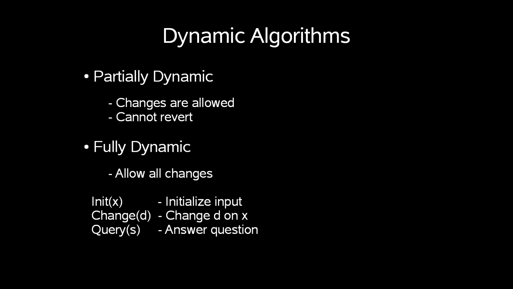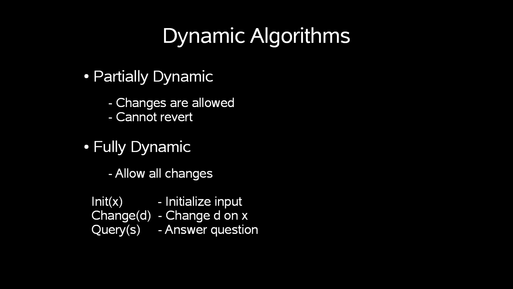There are 2 groups of dynamic algorithms. Partially dynamic, where we can change things, but we cannot reverse these changes. Think of a graph where we would be allowed to insert edges, but not delete edges. This is also called incremental. We also have fully dynamic, maybe not surprisingly, where we are allowed to revert changes.